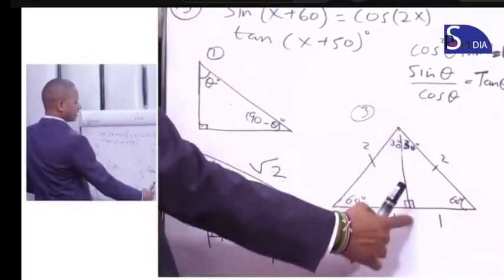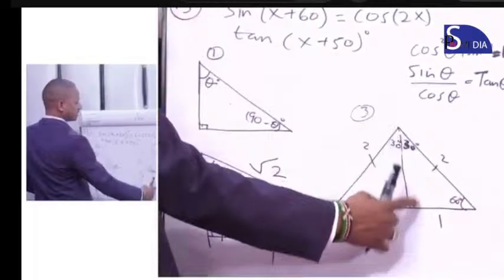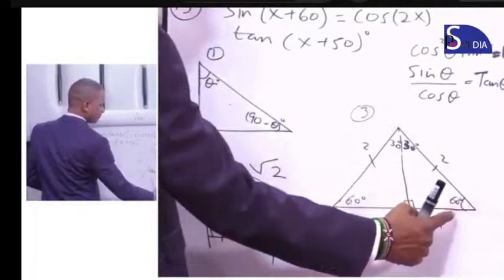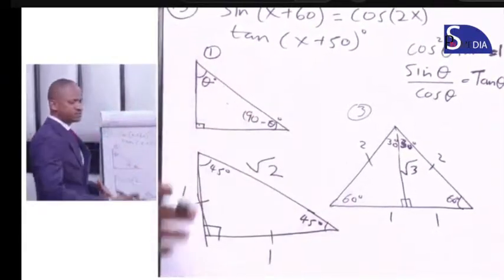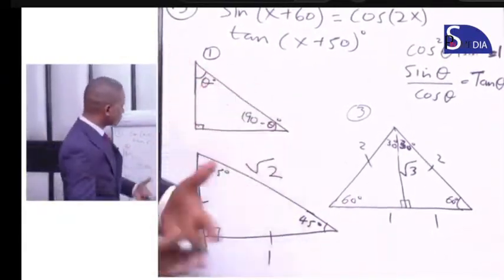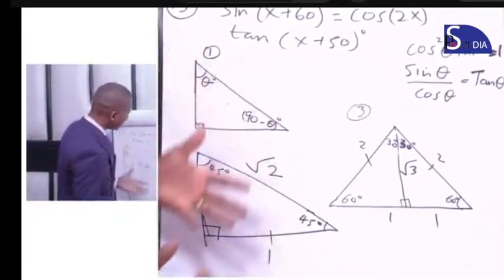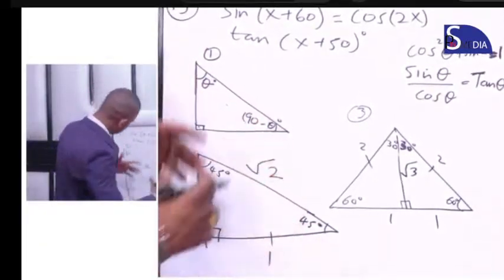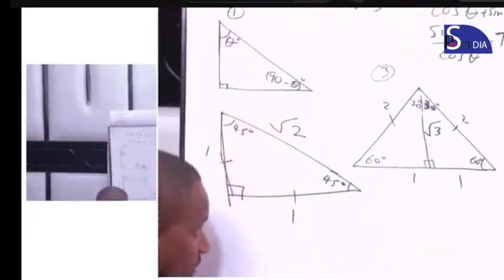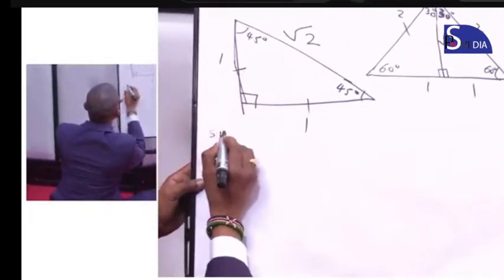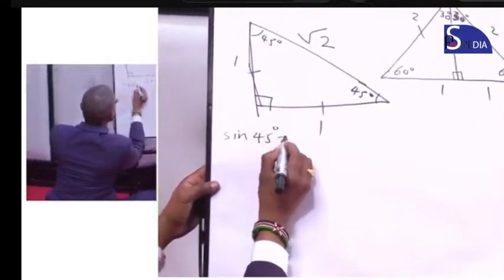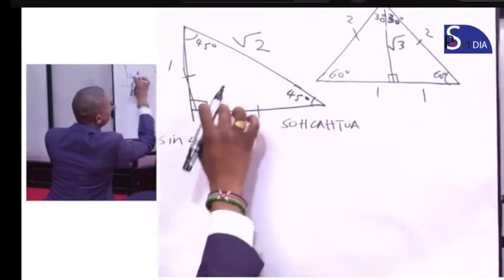What is the height? Hypotenuse squared, which is 2 squared, which is 4, minus 1 squared. List down the tan 45, sin 45, cos 45. Then we go to sin 30, cos 30, tan 30, sin 60, cos 60, like that. So we start from here: sin 45 degrees.